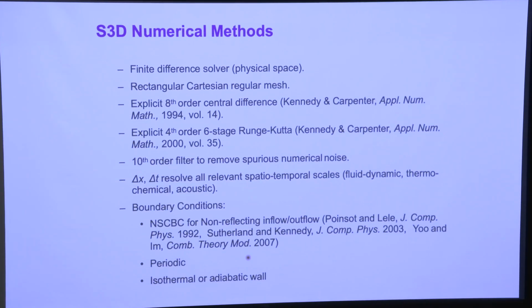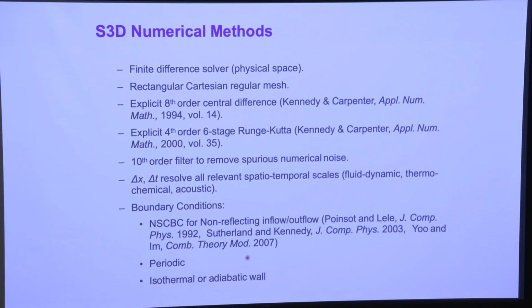It has an explicit eighth order central difference. If you want to learn more about these methods, I'm providing the references here. Generally, this code is an explicit method, so it has four substages, six substages to make it a fourth order accurate method. And then, as I said, we use a 10th order filter that's matched with the 8th order stencil in order to remove any spurious numerical noise that accumulates at small wavelengths.